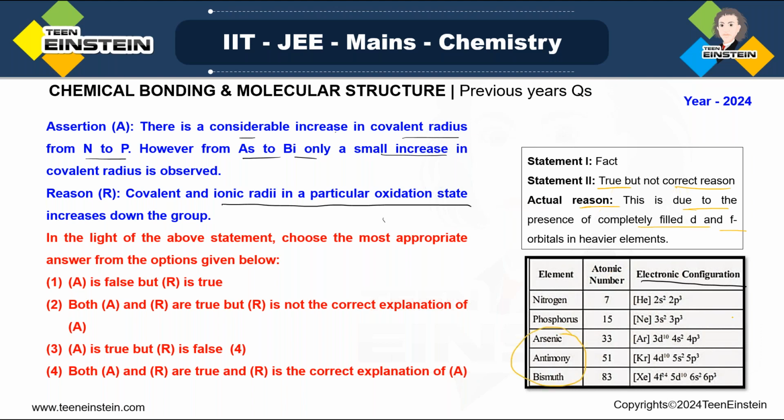For elements up to phosphorus, there is no presence of d electrons, but when it is arsenic, antimony, bismuth, you have d electrons, and also f electrons. As a result, as these orbitals have very poor shielding capacity, the nucleus will have very high attraction for the outermost valence electrons, and the size will shrink. So the expected increase you will not get when you are moving down the group.